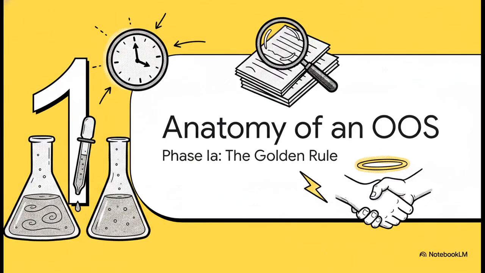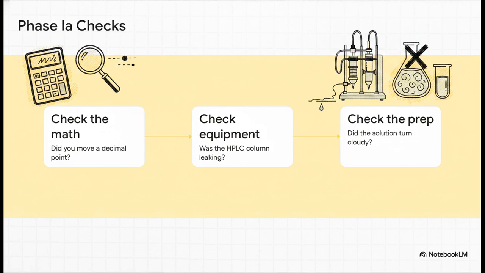Section 1. Anatomy of an OOS. Phase 1A. The golden rule. Okay, stop right there. Before you even think about touching that beaker or rerunning that test, you gotta remember, the FDA's ticking clock just started. They expect a timely, thorough, and totally documented investigation.